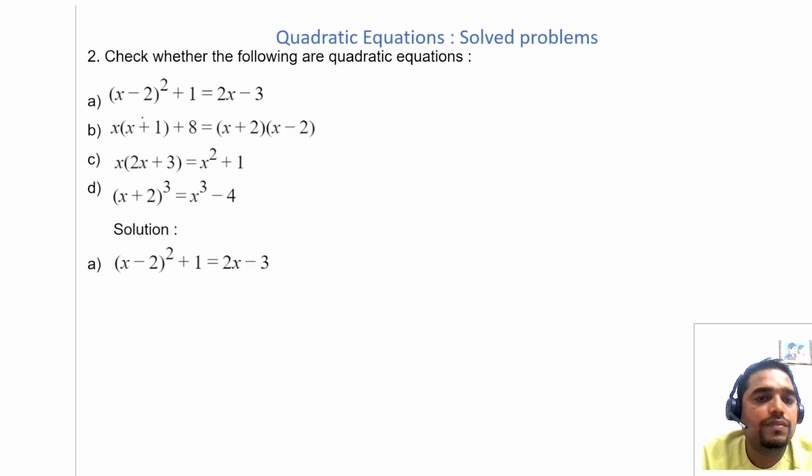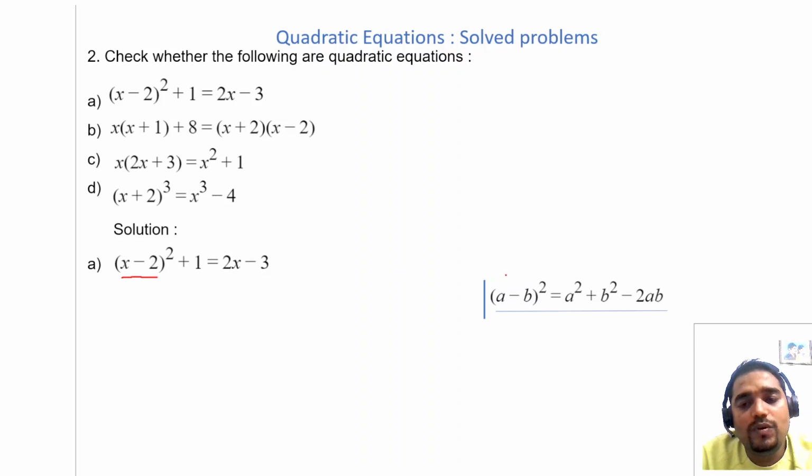So the first question, as we have seen earlier, is (x minus 2) whole square plus 1 is equal to 2x minus 3. Here, in the first term, we see that it looks like (a minus b) whole square. We know the formula (a minus b) whole square equals a square plus b square minus 2ab. So let us apply this formula to simplify the bracketed term, that is (x minus 2) whole square. Now we will see how to simplify that.